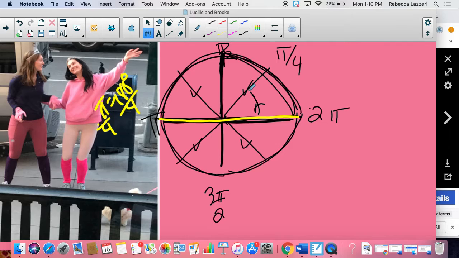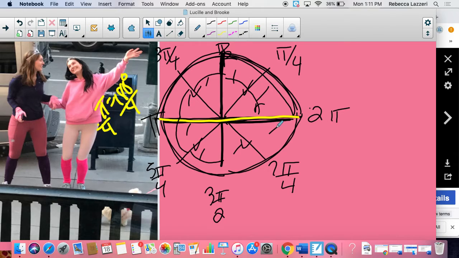Here's 1. This is 2 pi divided into 4 equal parts. What's 2 pi over 4? Isn't that just pi over 2? Yeah, I already have that there. Are y'all okay with that? So now I'm at 3 pi over 4. 4 pi over 4 is pi. 5 pi over 4. 6 pi over 4, which is 3 pi over 2. 7 pi over 4. And now I've counted 1, 2, 3, 4, 5, 6, 7, 8: 8 pi over 4 is 2 pi.